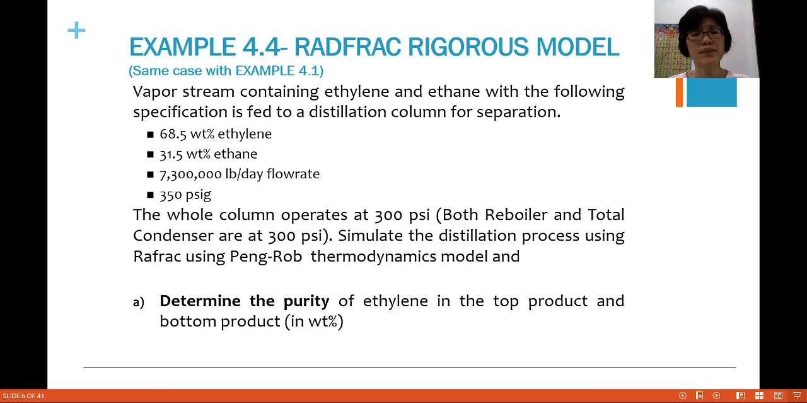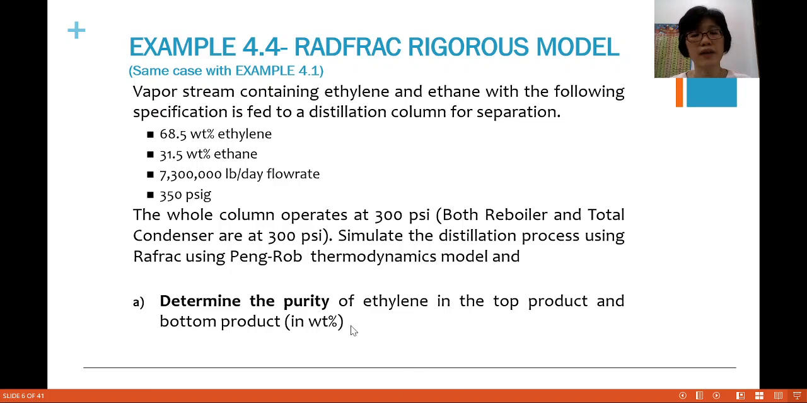RadFrac rigorous model. So we have a vapor stream here containing ethylene and ethane with the composition of 68.5 weight% of ethylene and 31.5 weight% of ethane, and the feed flow rate is 7.3 million pounds per day, and the feed pressure is 350 psig, and you are asked to separate these two components using a distillation process, and the whole column here should operate at 300 psi, and you have to use Peng-Robinson as the thermodynamic model and determine the purity of ethylene in the top and bottom product. This is question A.